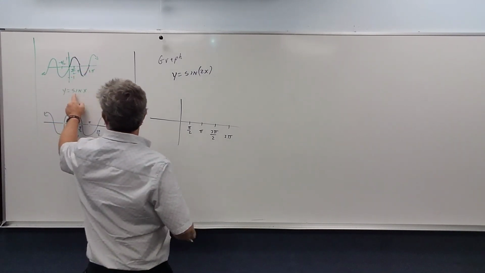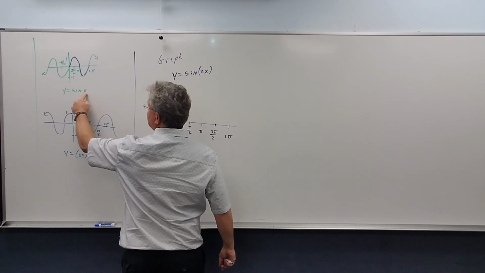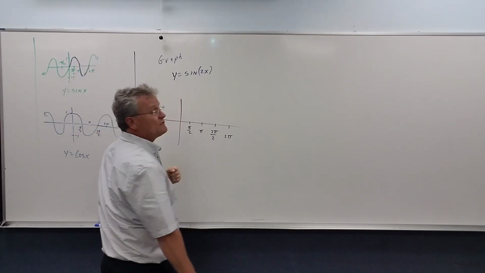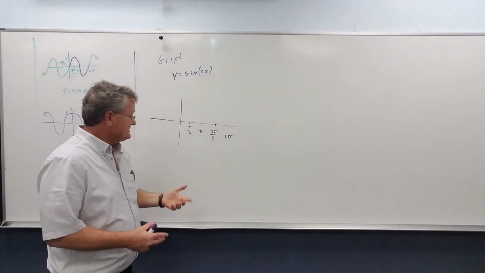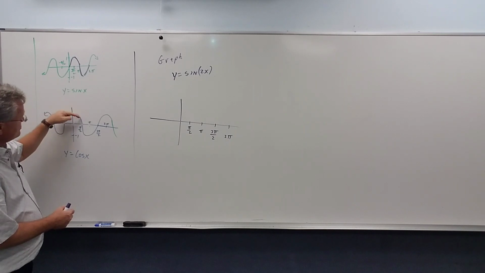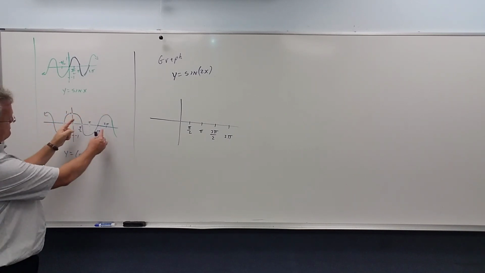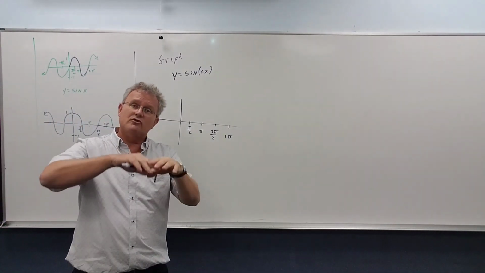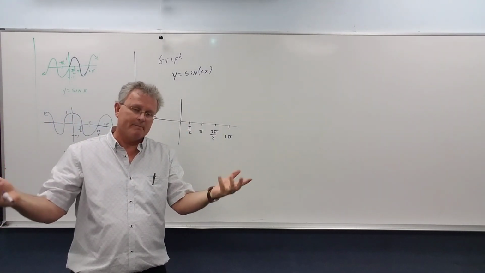Now, sine of x, when this is 2 pi, we have one full wavelength. It's the same for cosine. We start here at the top, go down and back up to the top. That length is 2 pi. For sine and cosine, the wavelength is 2 pi.